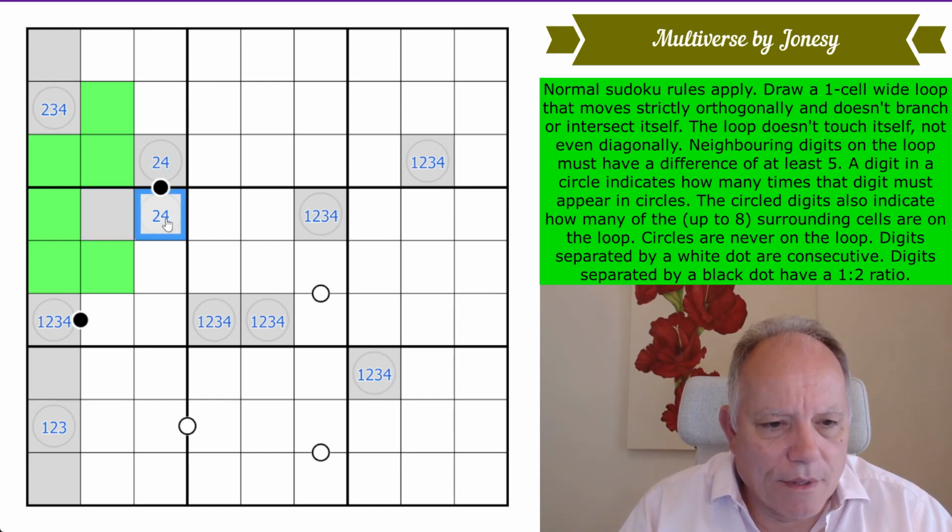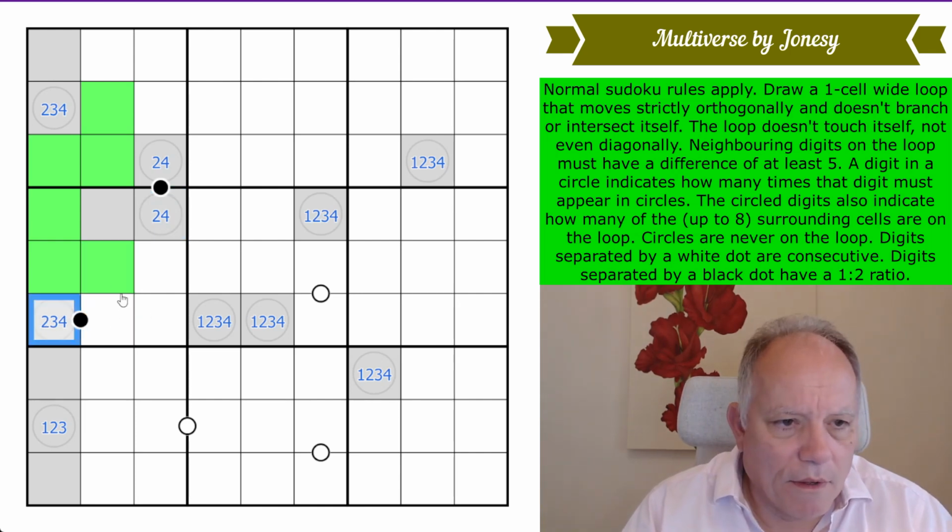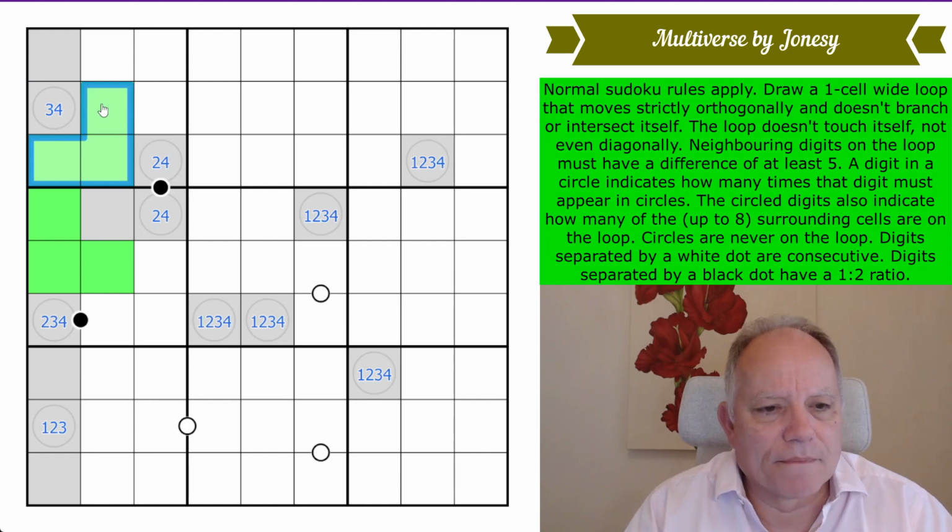Now, I want to think more about whether we can keep this down to a 2. The loop would have to come down here. Oh, this is no longer a 1. So, this is no longer a 2 at the top. It now sees 3 cells already.